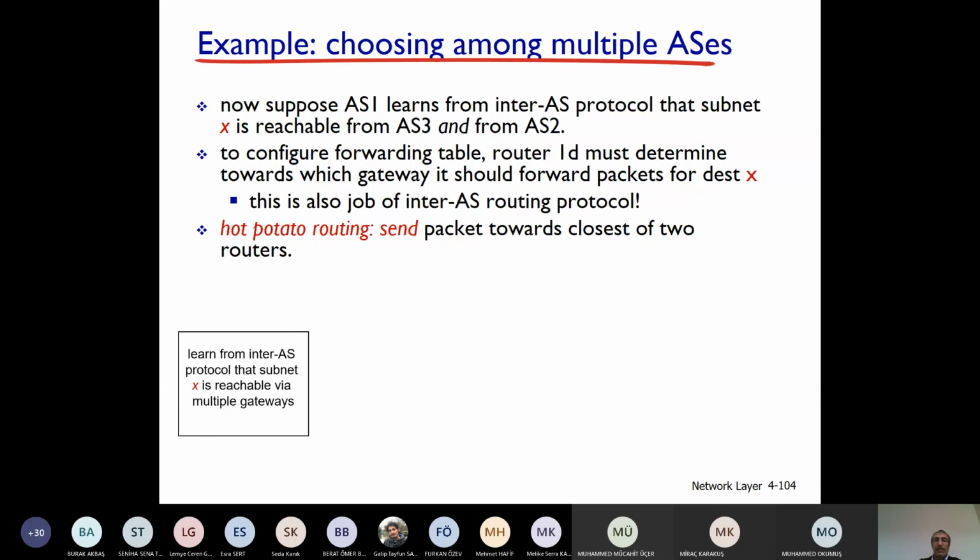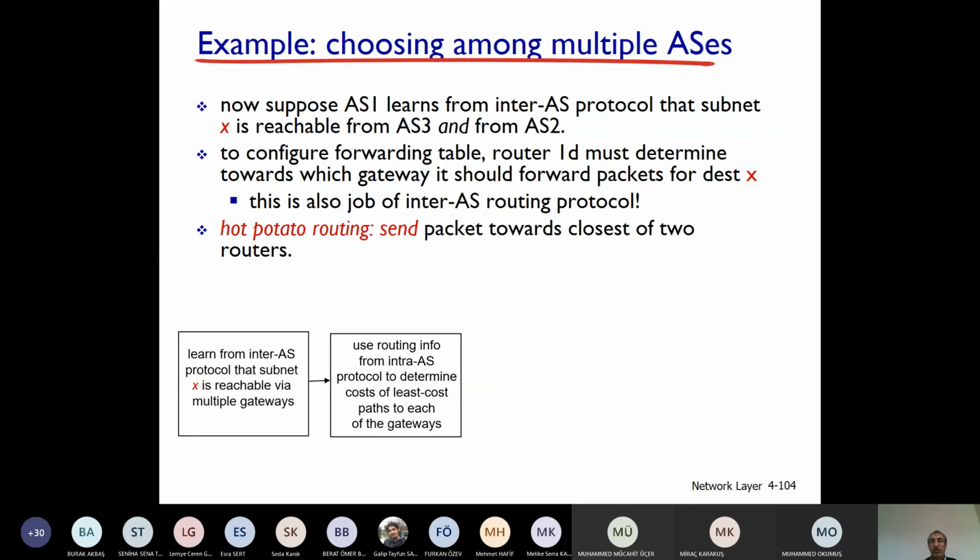So let's summarize. Now assume that AS1 learns from the inter-AS protocol that subnet X is reachable from AS3 and from AS2. So in order to configure the forwarding table, router 1D has to determine which gateway it should forward the packets to for destination X. We said that this is the job of the inter-AS routing protocol. So in the second step, use the routing information from the intra-AS protocol to determine the cost of the least cost paths to each of the gateways, and choose the gateway that has the smallest least cost, which we call hot potato routing.